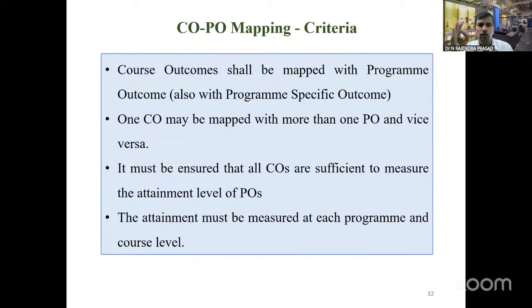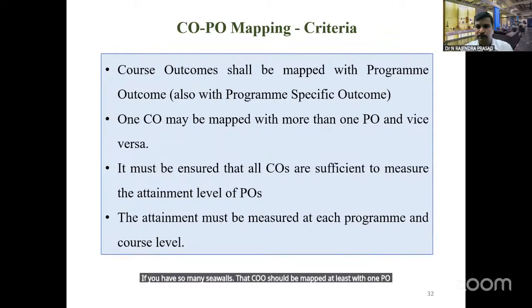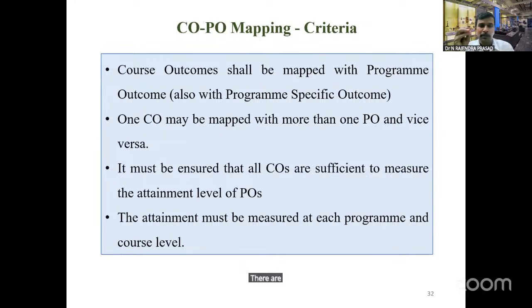If you have so many COs, each CO should be mapped with at least 1 PO and vice versa. You have a BA program, BSc program, BBA program, BCA program, whatever it is. There are certain prescribed POs and PSOs for that particular program. Each and every PO should be mapped with one or the other CO. At least one CO should be considered to map with a PO. Otherwise, the PO has been written vaguely. You have to revise, call for a BOS meeting, and then modify. The same whole process you have to repeat.